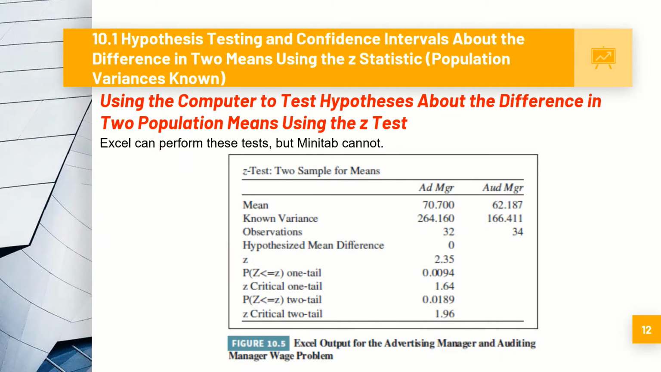We can test hypotheses about the difference in two population means using the z-test via Microsoft Excel. However, Minitab cannot support this type of test. Shown below is the sample test performed using Microsoft Excel. So that ends my report.